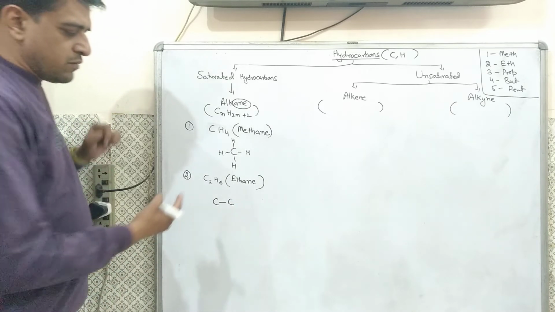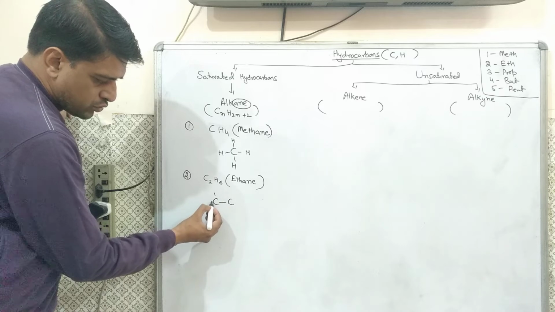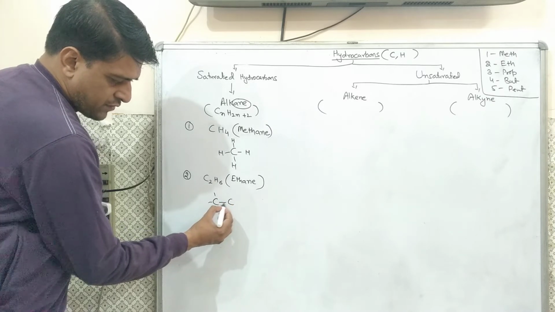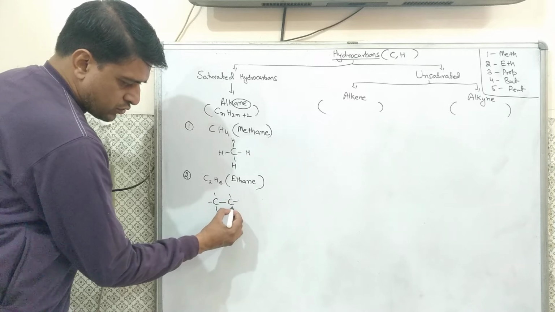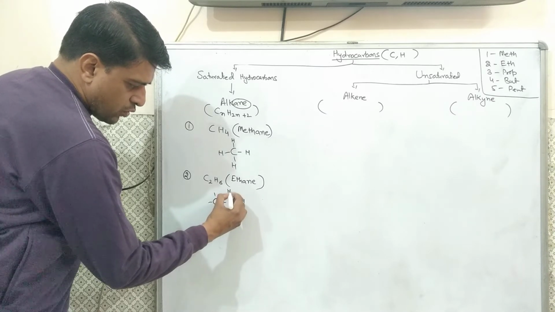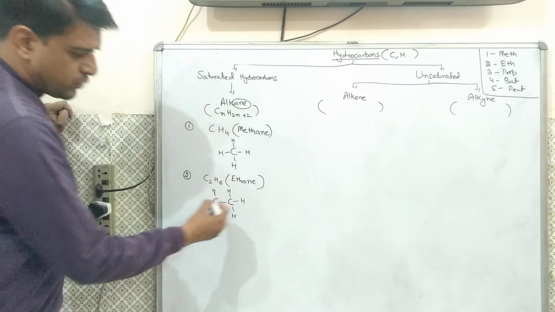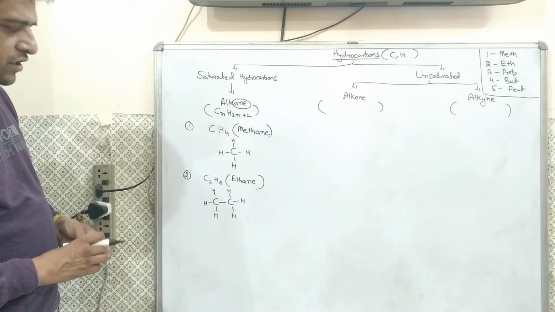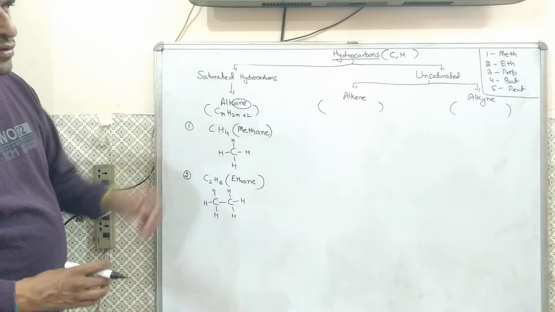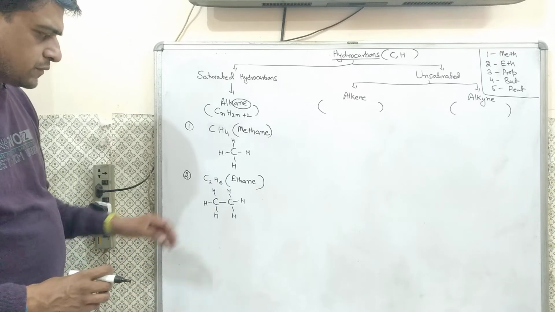Now you can draw the structure: 2 carbons should be connected with a single bond. Now each carbon must have 4 bonds. This carbon already has 1, so you should put 3 more bonds, and this carbon already has 1, so you should draw 3 more, and with each bond there must be 1 hydrogen. In this way, this is the structure of ethane. And similarly, you can draw the structures of propane, butane, pentane, and so on.